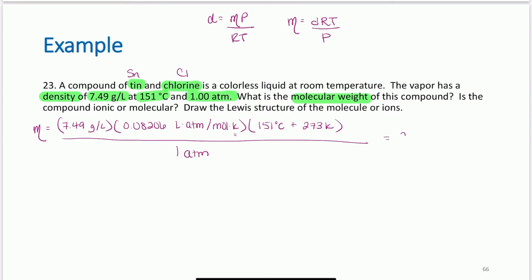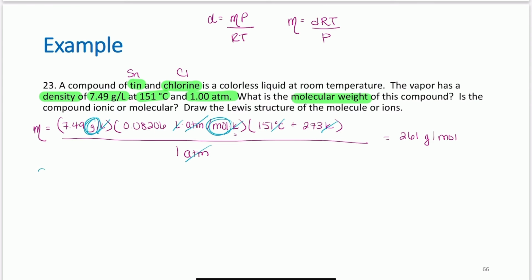We find our molar mass here to be 261 grams per mole. Remember, everything's canceling out here. So this gives me Kelvin, which cancels here. Atmospheres cancel here. Liters cancel here. And I'm given grams per mole, which is my units for molar mass, 261 grams per mole.